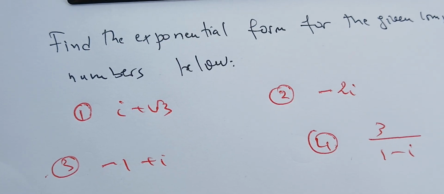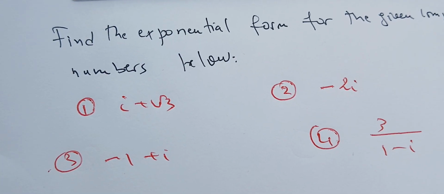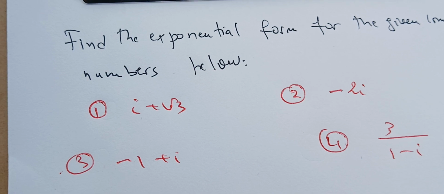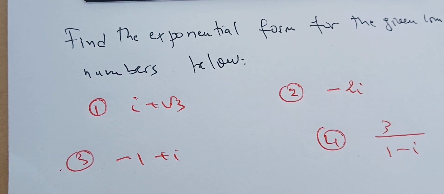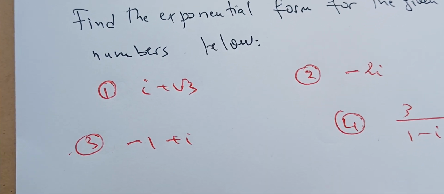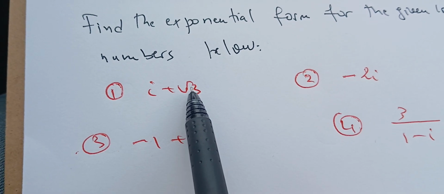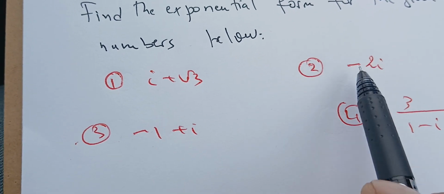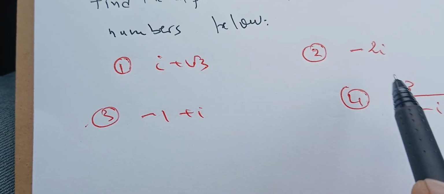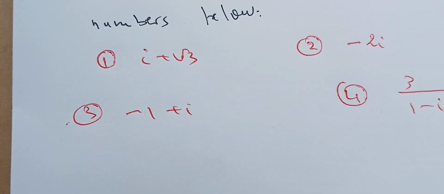Welcome back. So now we're gonna talk about the exponential form for some complex numbers. Okay, so we will find the exponential form for square root of 3 plus i, for minus 2i, for minus 1 plus i, and finally 3 over 1 minus i.